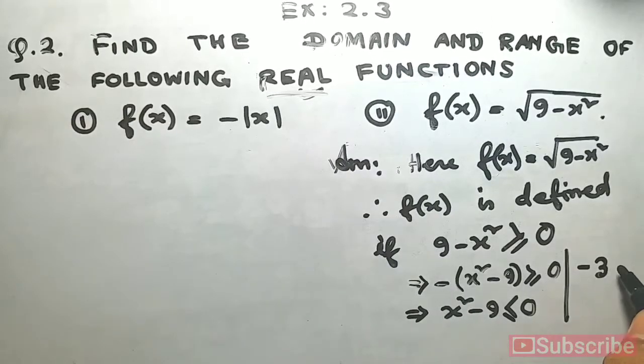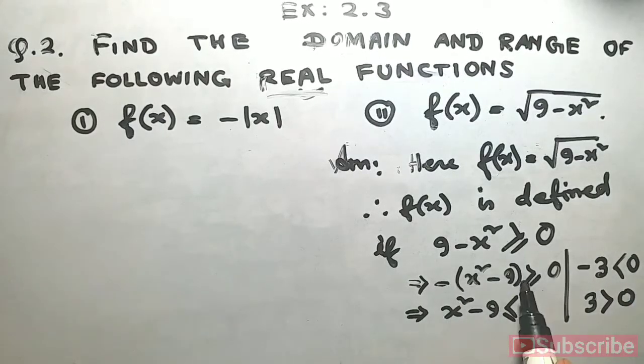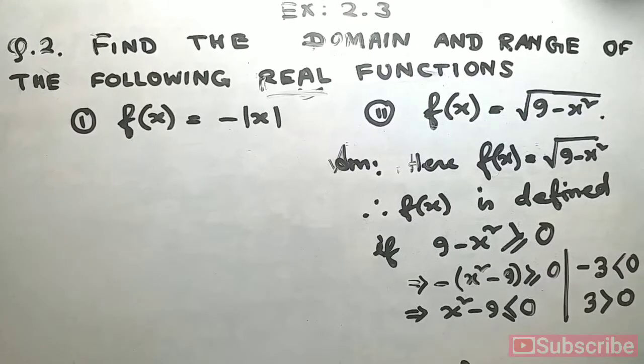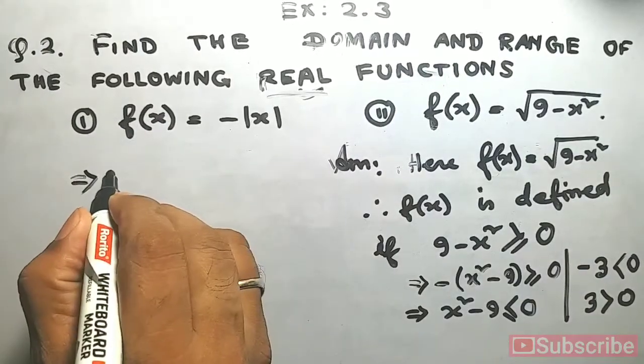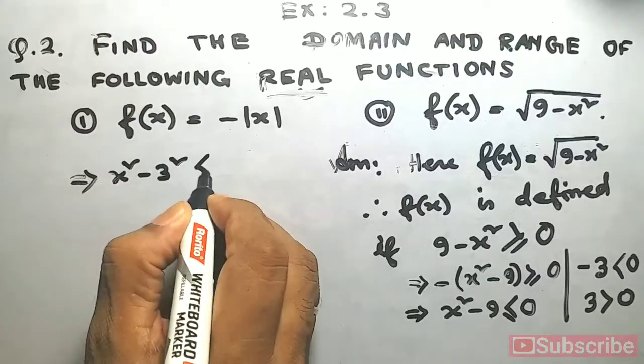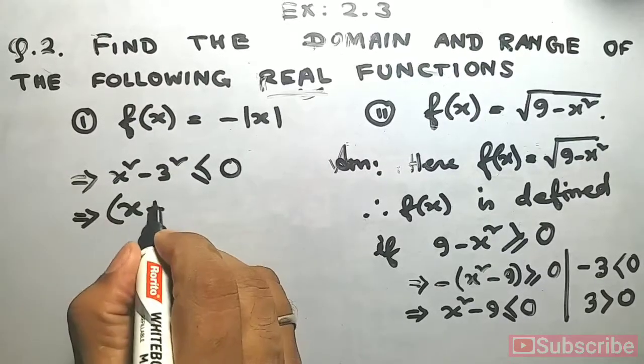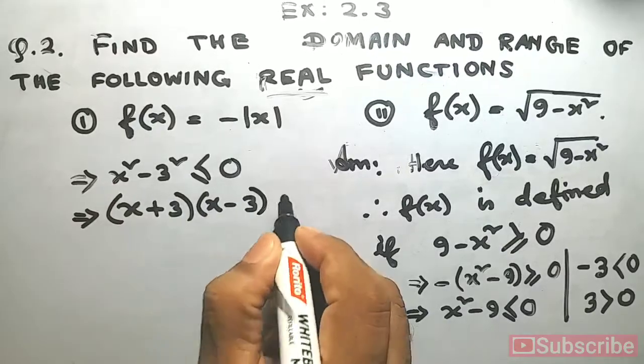Minus 3 is less than 0, is not it? Now if we remove this minus, then it will be a positive quantity. In that case the order sign will get reversed, isn't it? So similarly this is greater than 0. Now this minus is removed, then it will be a negative quantity. So it is less than or equal to 0. Now solving this we get, x square minus 9, x square minus 3 square less than or equal to 0. Factorizing we will get x plus 3 and x minus 3, which is less than or equal to 0.